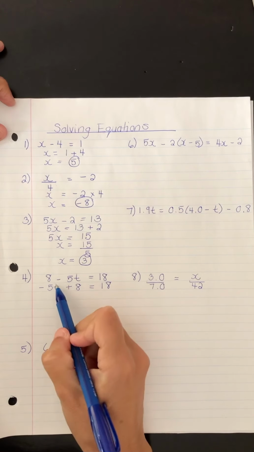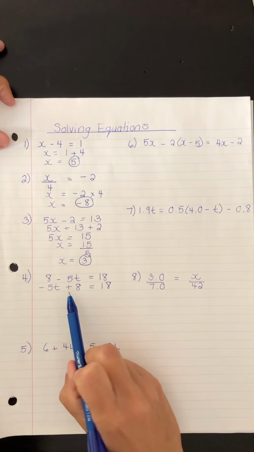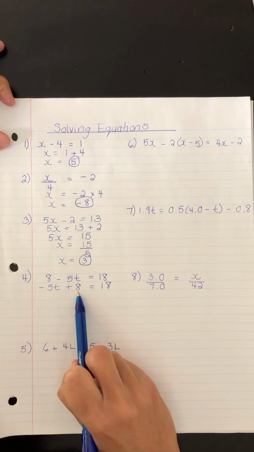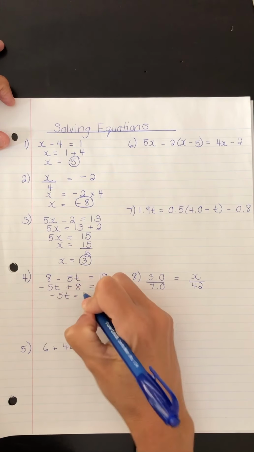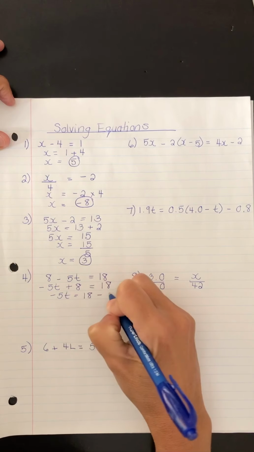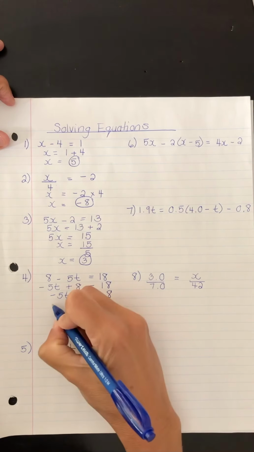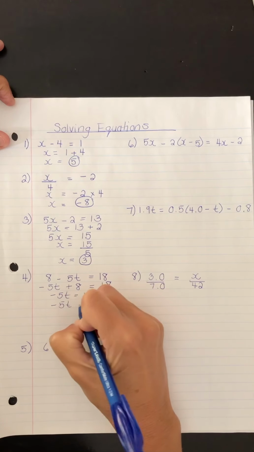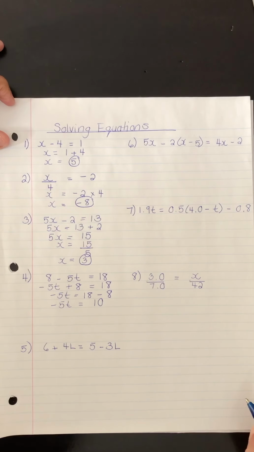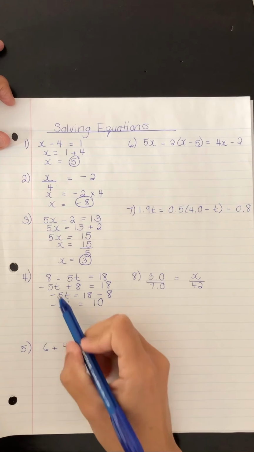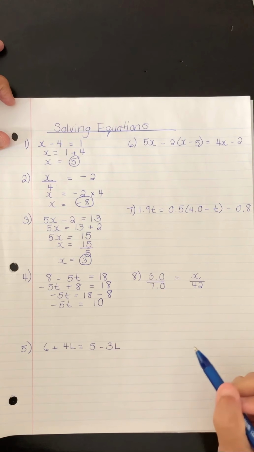So first, we isolate negative 5t. We change addition of 8 to subtraction of 8 on the right side. So negative 5t is equal to 10. And t will be found if we divide both sides by negative 5.